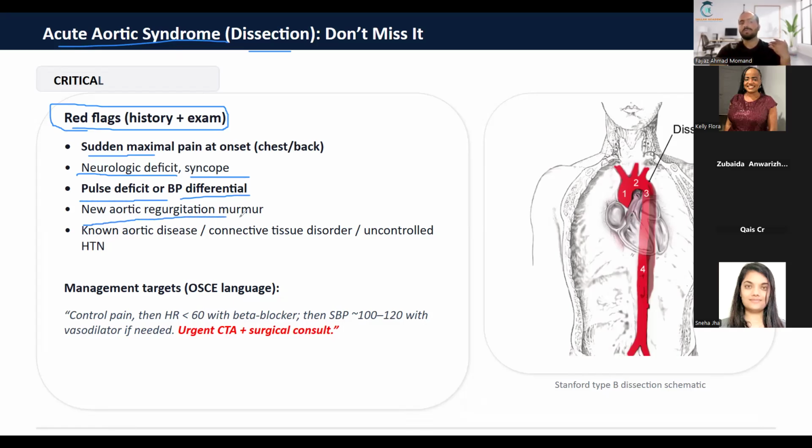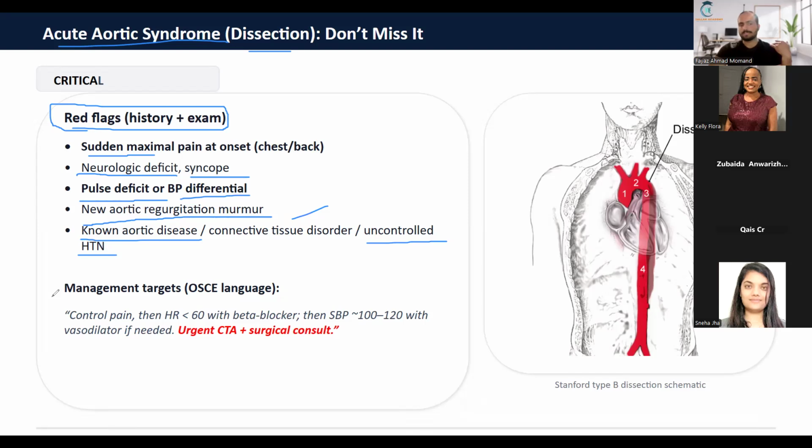If you auscultate a new aortic regurgitation type murmur, then that is also a high risk feature. It means that the patient may have acute aortic dissection. If the patient has aortic disease, a connective tissue disorder like Marfan's, Ehlers-Danlos, etc., or uncontrolled hypertension, these are also risk factors for aortic dissections.